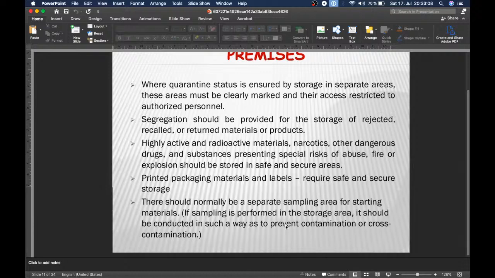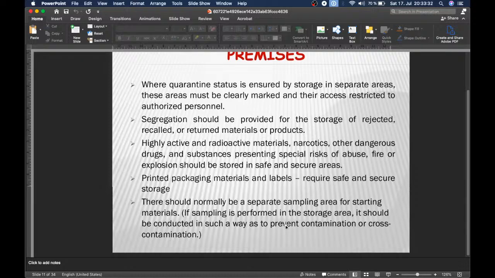So some segregation should be provided for storage of rejected, recalled, or returned products, highly active or radioactive materials, narcotics or other dangerous drugs, which could catch fire or explode, and they should be stored safely in secure areas. So make sure that things are being taken care of.